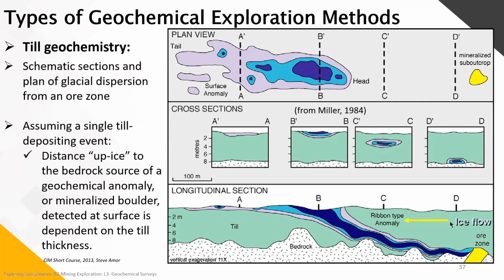So schematic sections and plan of glacial dispersion from an ore zone are very helpful to help us assume how the till deposited the main events. So the distance up ice to the bedrock source of a geochemical anomaly or mineralized boulder detected at the surface is dependent on the till thickness, as we can see here. Within all our sections here, we can see that these are moving down towards the ground, and this is what we are representing here.